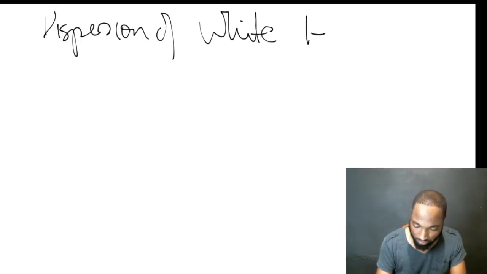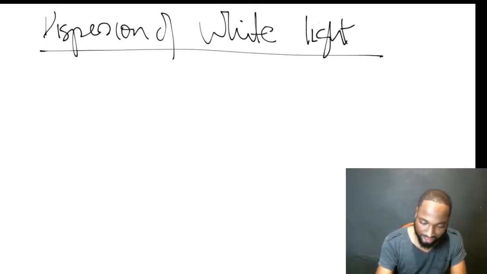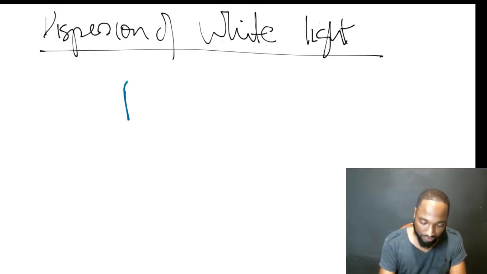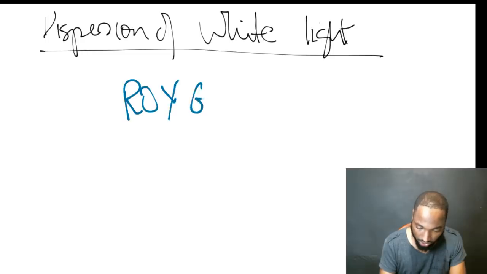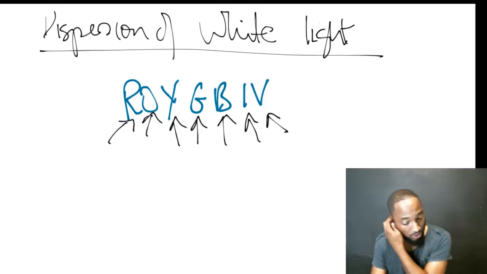Y'all give me the spectrum for white light. Write it there. So you have Roy G. Biv. We have red, orange, yellow, green, blue, indigo, violet.